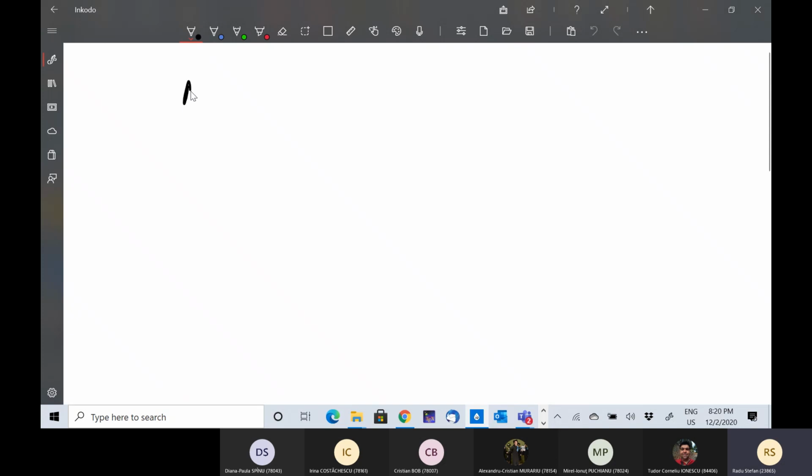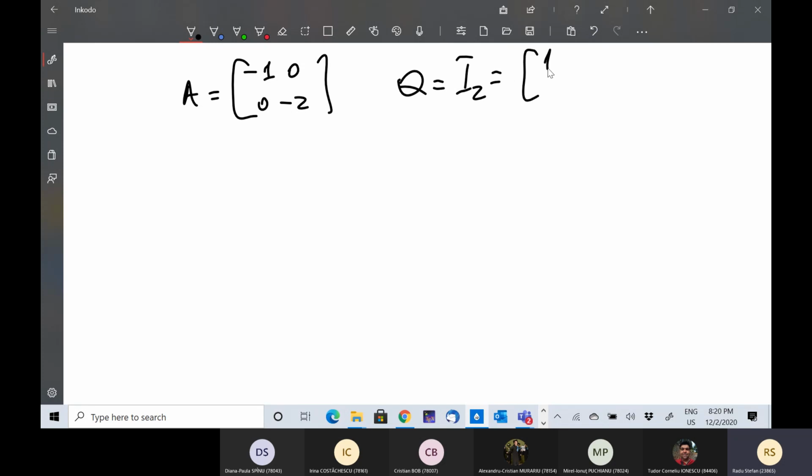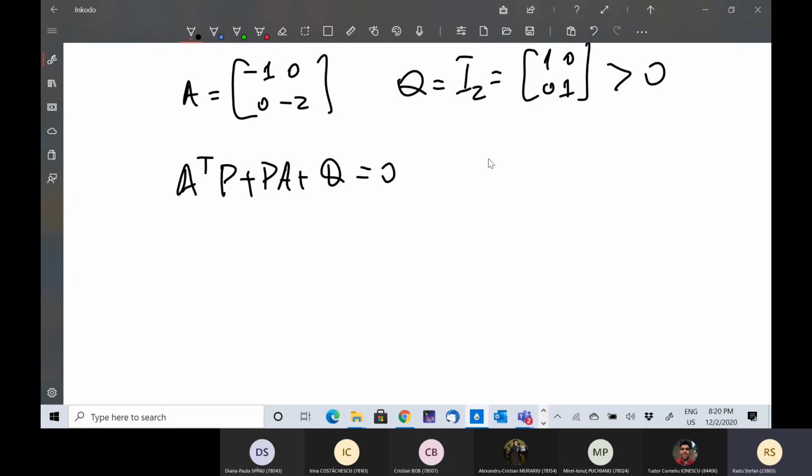Assume, for instance, A. We know this is a stable matrix, with eigenvalues on the diagonal. And now I will take Q identity of dimension 2, and I write the equation A transpose P plus PA plus Q equals 0. Q is obviously positive, and I want to find a positive P on that. Well, we have a solution here.